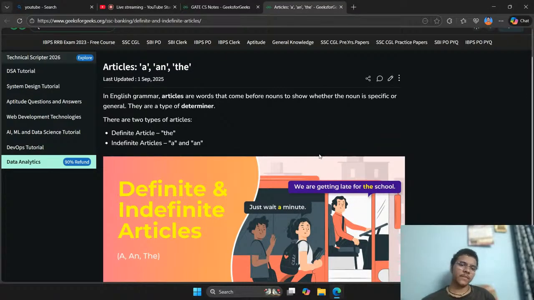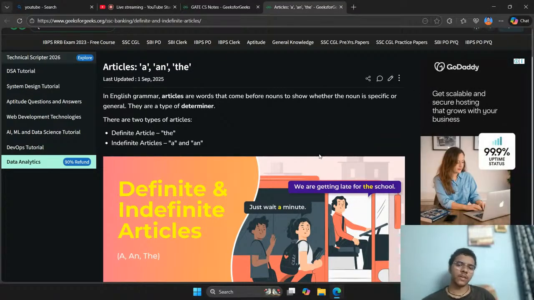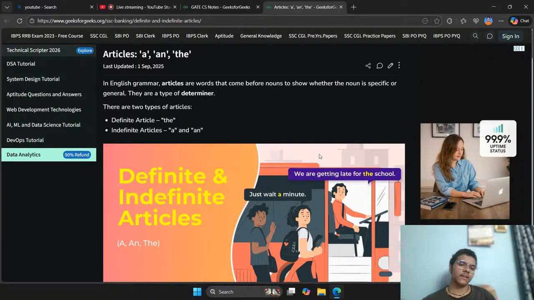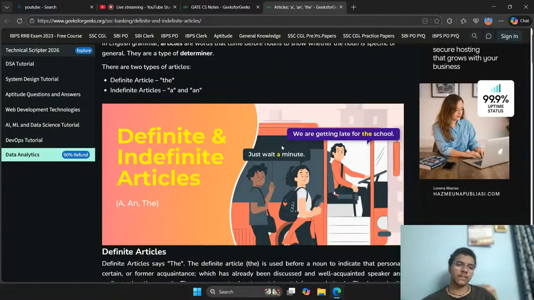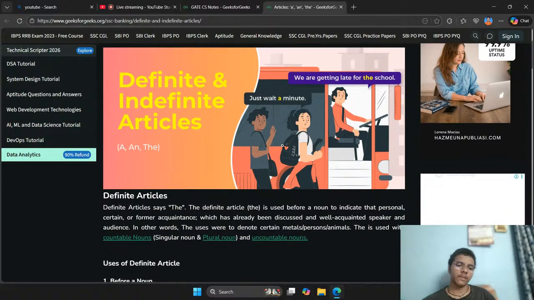In English grammar, articles are words that come before nouns to show whether the noun is specific or general. They are a type of determiner. There are two types of articles: the definite article is the, and the indefinite article is a or an.